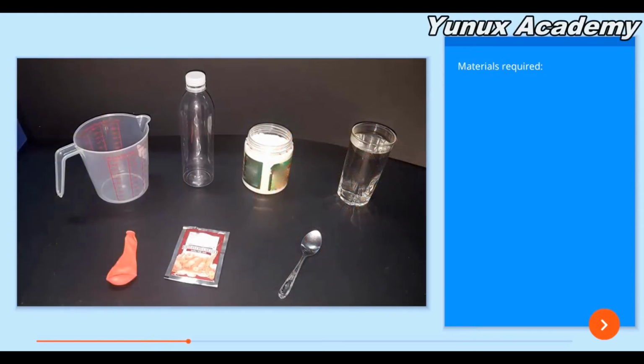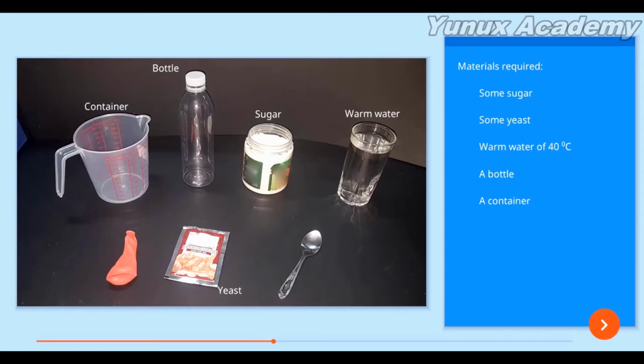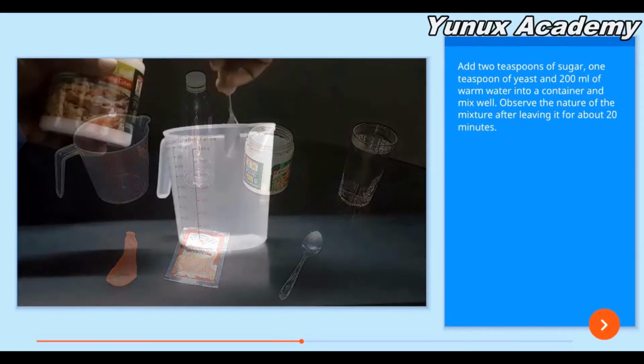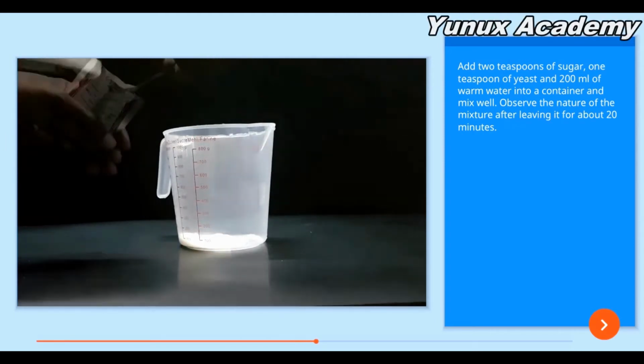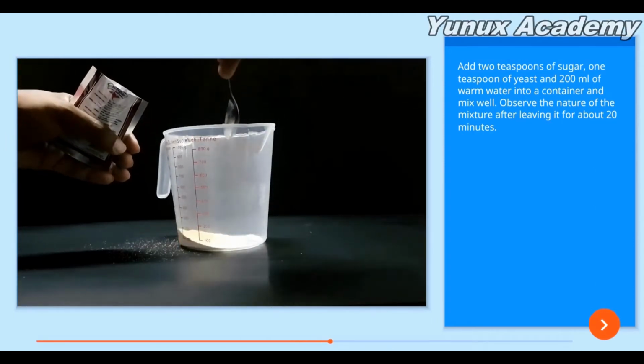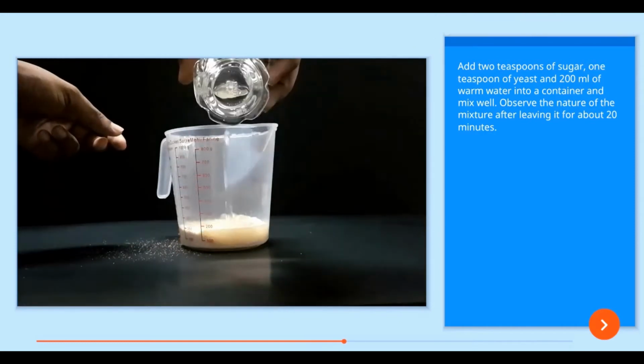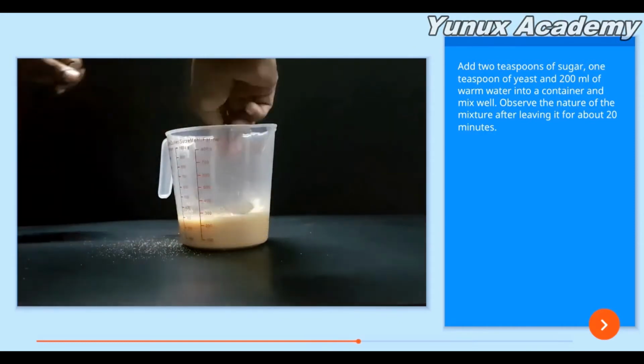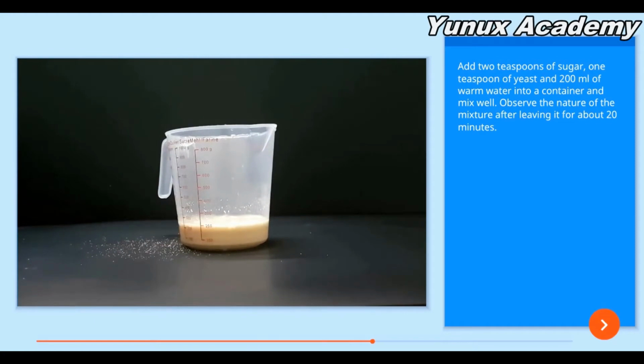Let's conduct another activity to understand this. For this, take some sugar, some yeast bought from the market, warm water of about 40 Celsius, a bottle, a suitable container, a balloon, and a spoon. Add 2 teaspoons of sugar, 1 teaspoon of yeast, and 200 milliliters of warm water into a container, and mix well. Observe the nature of the mixture after leaving it for about 20 minutes.